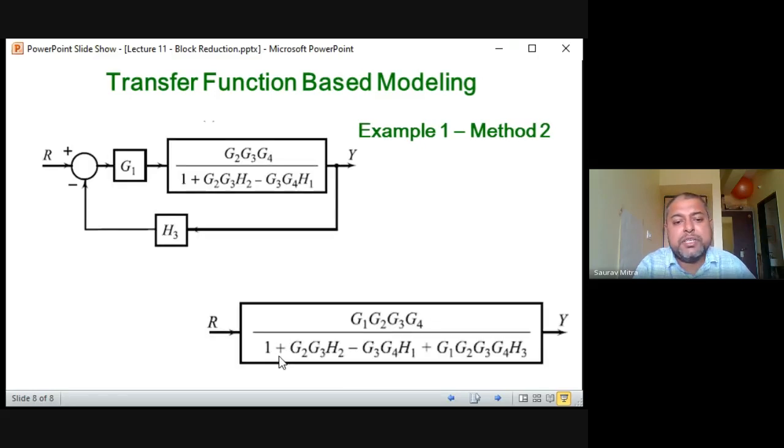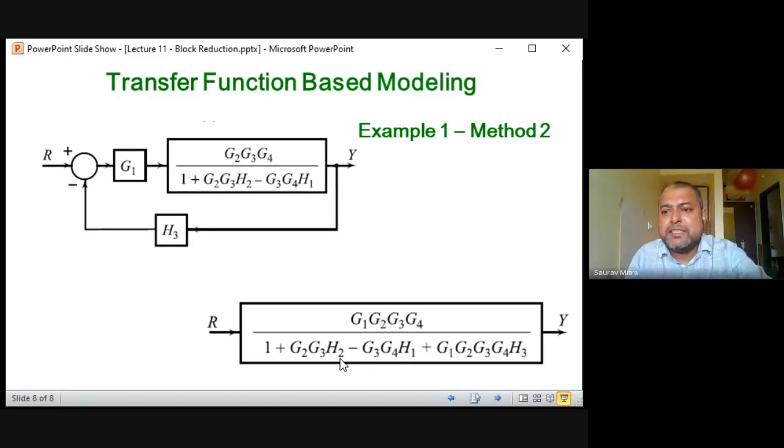Hence in the denominator, first comes positive, this comes because of negative feedback, then there comes a negative because of positive feedback, and then there comes a positive because of negative feedback. So whatever you write in the denominator, sequence does not matter. But yes, if you are showing the sequence like this, it is easier for the examiner to understand.